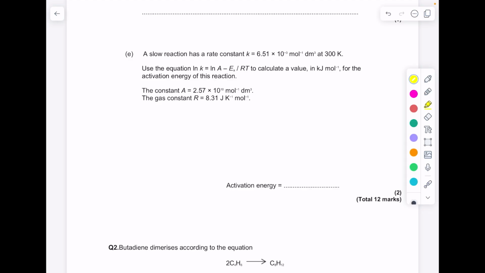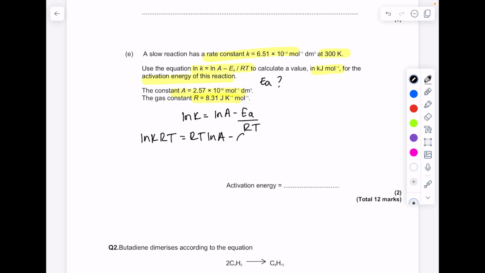A slow reaction has a rate constant at 300 Kelvin. Use the Arrhenius equation to calculate a value in kJ per mole for the activation energy of this reaction. So we're looking for EA. We've been told that A equals this and R equals this. So let's write down the equation. We need to make the activation energy the subject of the equation. So multiply everything by RT. Add EA to both sides. Take out a factor of RT.